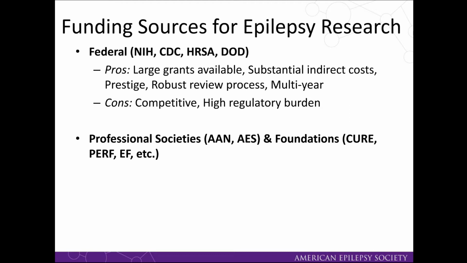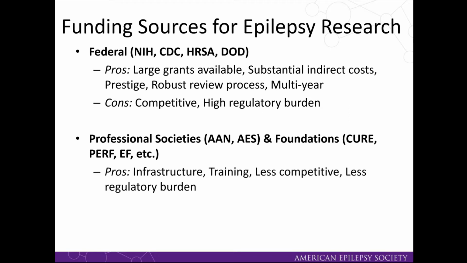So the competition can be quite fierce. And then once you get the grant, the regulatory burden is often high. There's a lot of reporting you have to do. The reporting is often quite strict, and you have to account for your dollars very carefully. This is in contrast to grants from professional societies like the American Academy of Neurology, the American Epilepsy Society, and foundations like CURE, like the Pediatric Epilepsy Research Foundation, the Epilepsy Foundation, etc.